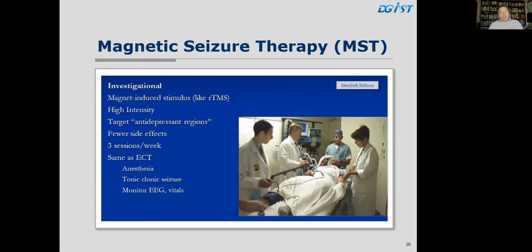So magnetic seizure therapy is essentially like transcranial magnetic stimulation, but higher intensity. So it's more like ECT, as we described. So magnet-induced stimulus, relatively high frequency. You target antidepressant regions, fewer side effects, 3 sessions per week, the same effect essentially as ECT.